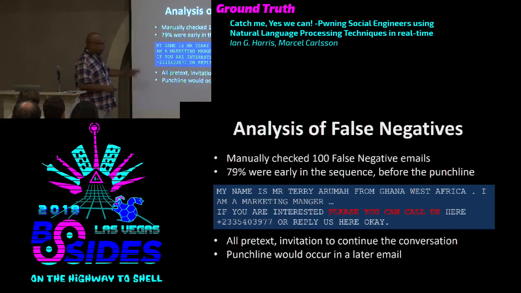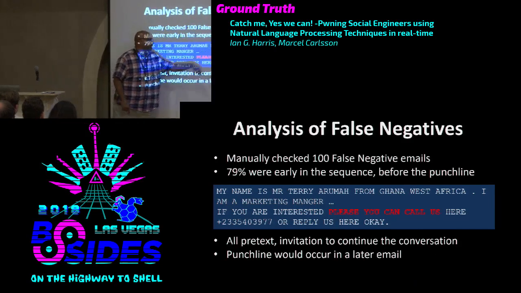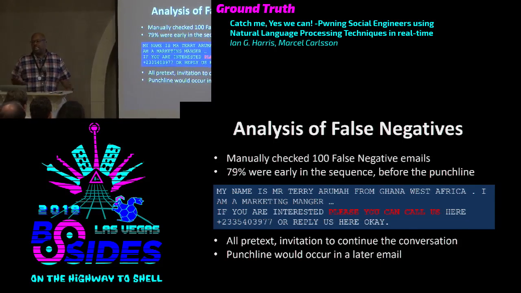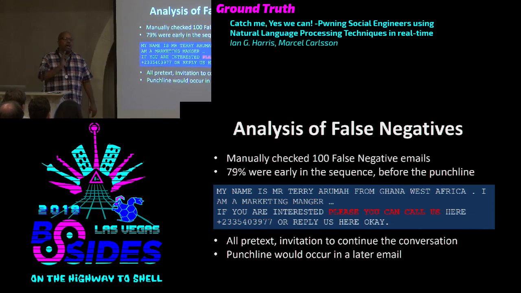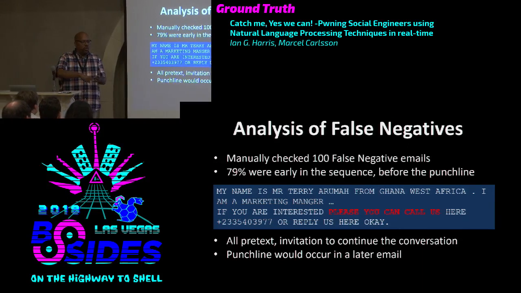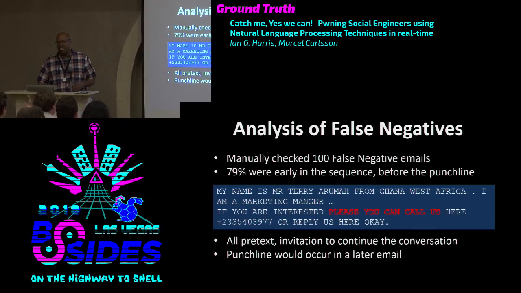In fact, here's one. This is a subset of it, right? But in the end, it says, "Please, you can call us or reply us, whatever." Right? But we didn't catch that as being malicious. Now, I would argue that eventually, in this email conversation, they would have asked a question or made a command, and we would have caught it then. So I don't feel too badly about the fact that we missed all these false negatives, because I think it was just a bad data set, in my opinion.